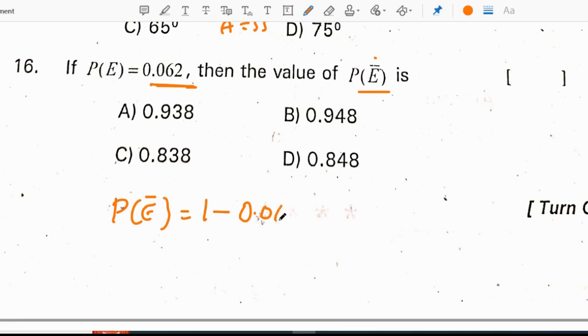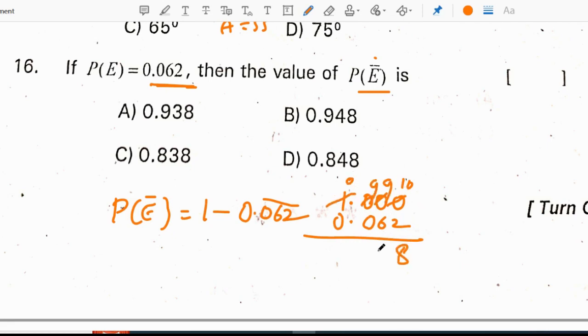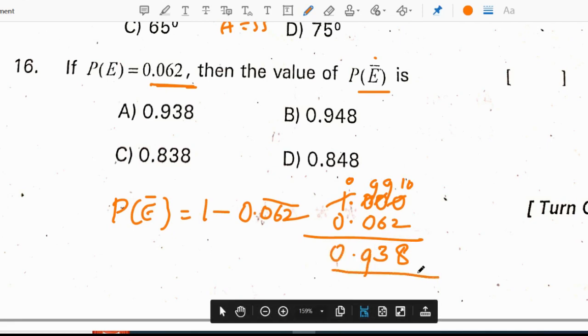1 minus 0.062. We write 1 as 1.000, because the decimal numbers in the question have 3 decimal places. 0.062. So it will become 10, 9, 9, 10. 10 minus 2 is 8, 9 minus 6 is 3, 9 minus 0 is 9. Correct option is 0.938. Option A is the correct answer.